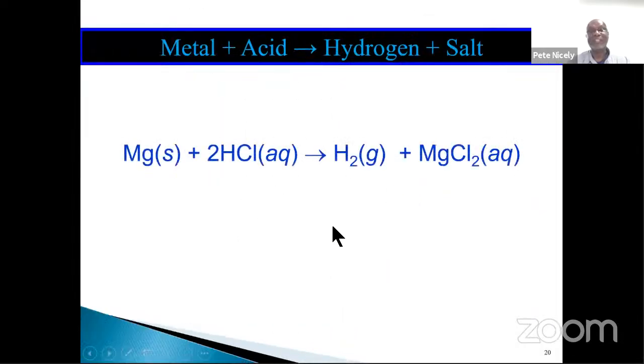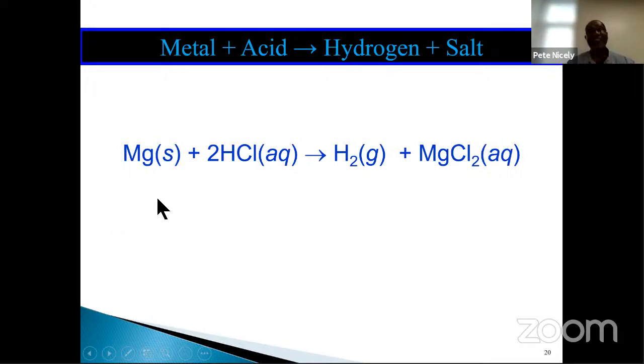So let's look at some real examples. One common example that we can see is the reaction between a metal and an acid. Now, this will happen with the more active metals, like the metals in group 1A, group 2A, and group 3A to a lesser extent. But this tends not to happen with other metals, like, for example, the transition metals.